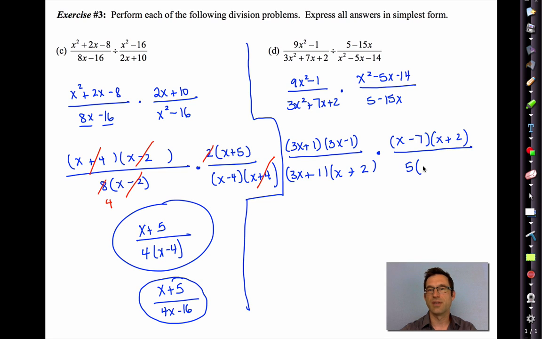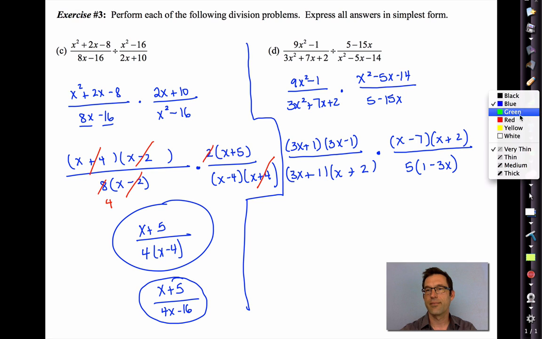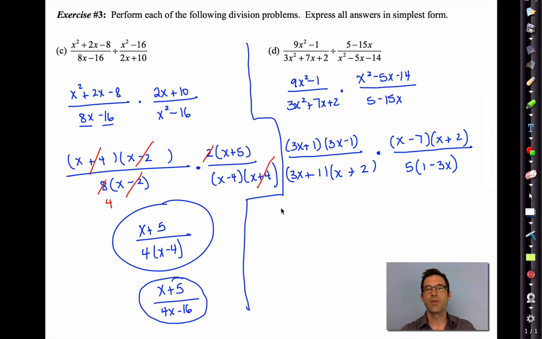And then GCF like that. Go into red to cancel. Easy stuff. 3x plus 1 cancels 3x plus 1. X plus 2 cancels x plus 2. Here comes the tricky part of the problem. 3x minus 1 and 1 minus 3x cancel to be negative 1. Don't lose that. And that's it.